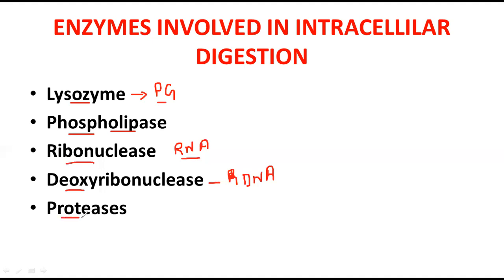And the fifth one, and the most important, is the proteases. Proteases are the enzymes that destroy the proteins. They hydrolyze the protein and convert it into amino acids. So this enzyme can destroy each and every protein of the microorganism. So by the action of these enzymes present in the lysosomes, the microorganism can easily be killed. Keep these enzymes and their functions in your mind. These are very simple.